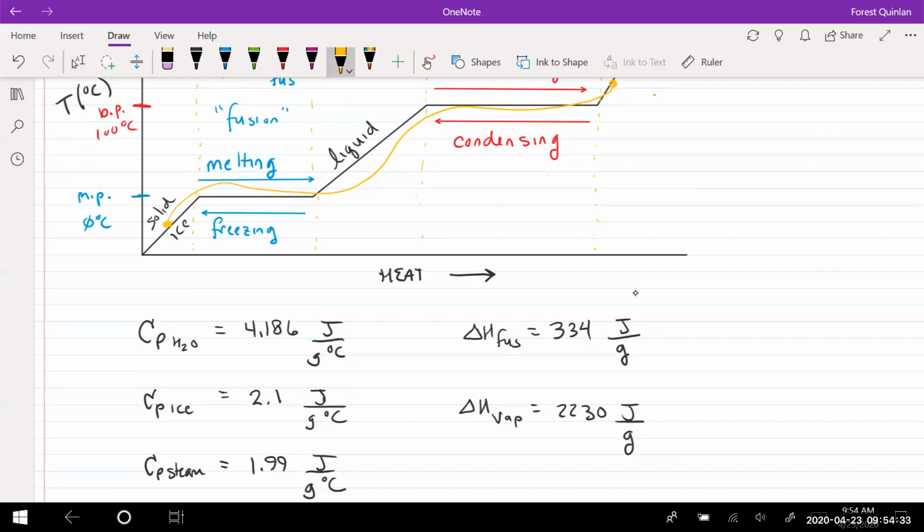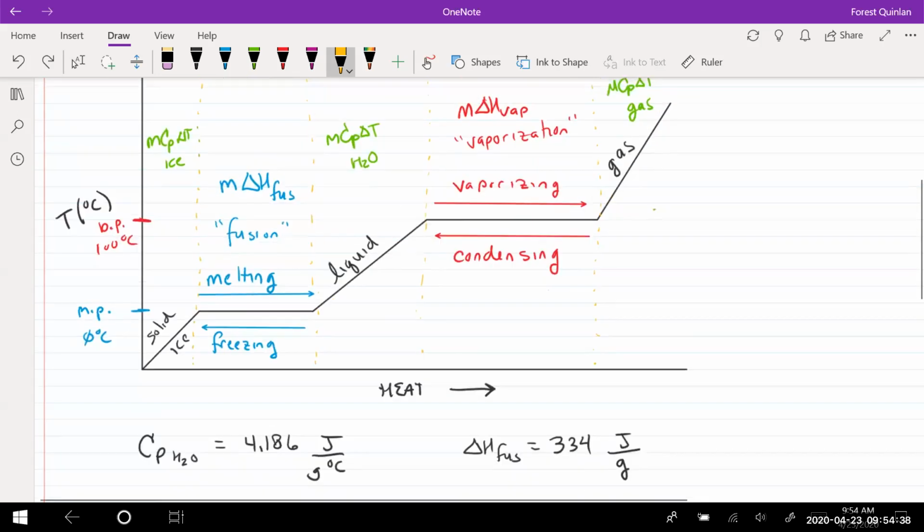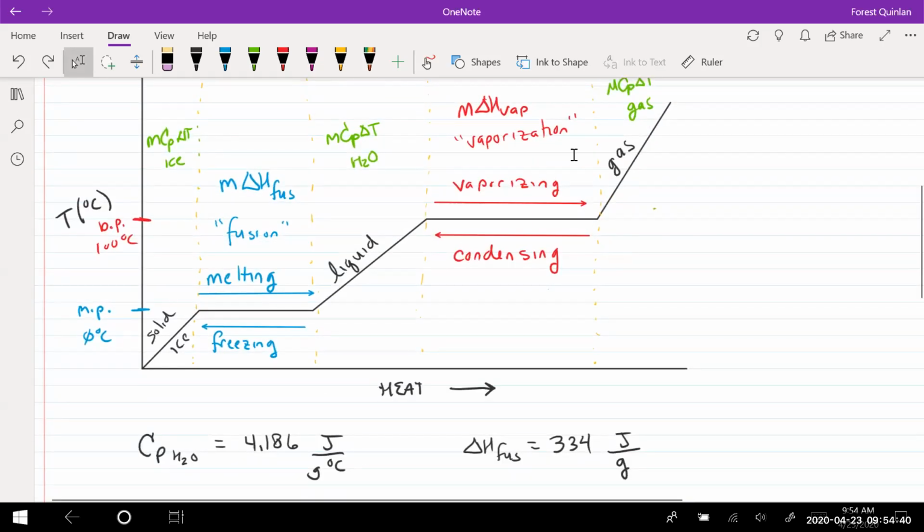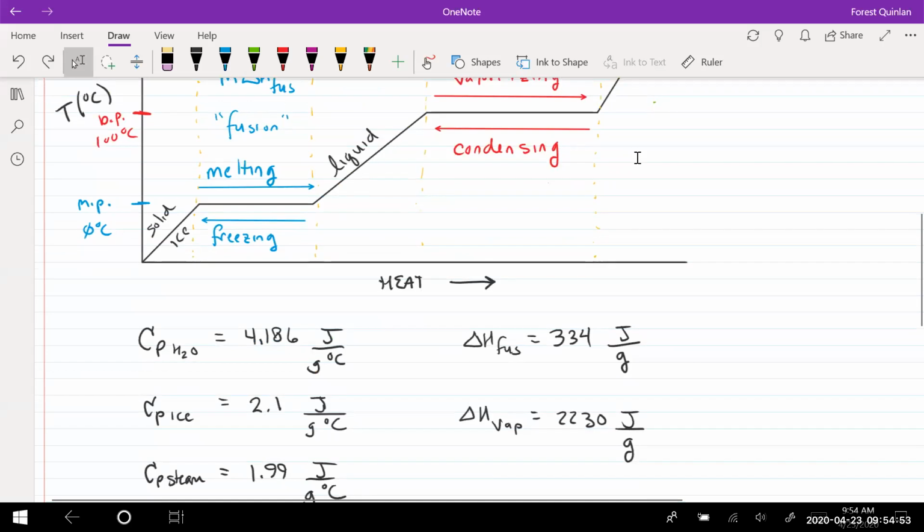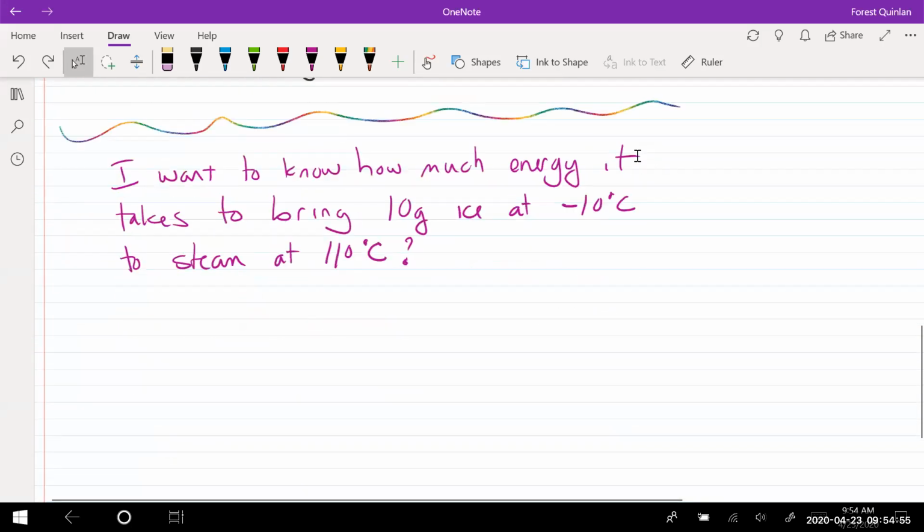So as we look at this, we are going to be looking at going for an MC delta T of the ice. We're going to be looking at doing the M delta H of fusion, the MCP delta T for water, the M delta H of vaporization, and finally the last MC delta T. So we're going to have 5 different heats that we have to keep track of and add accordingly.